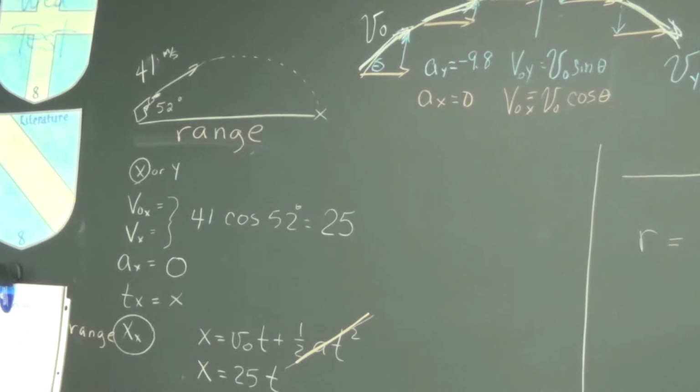So then we start down this again: v sub o in the y direction, v sub y in the y direction, a in the y direction, t in the y direction, and the distance in the y direction. Here we know 41 sine 52, 0, negative 9.8. We're looking for time. We don't know how high it's going to go. We don't know the distance in the y direction.